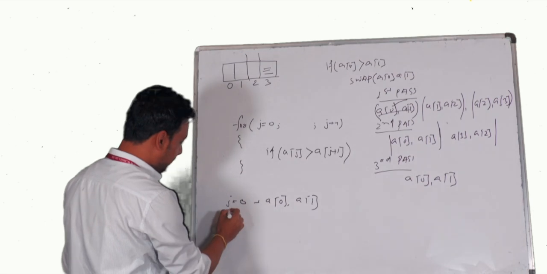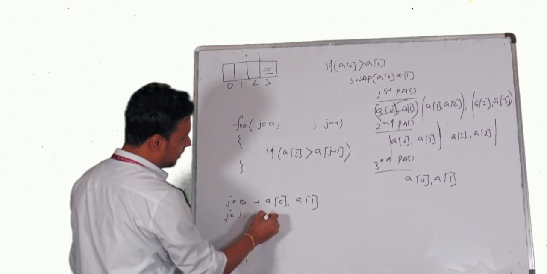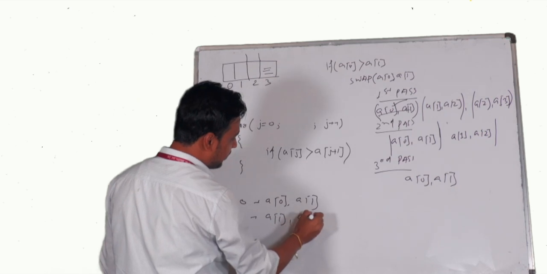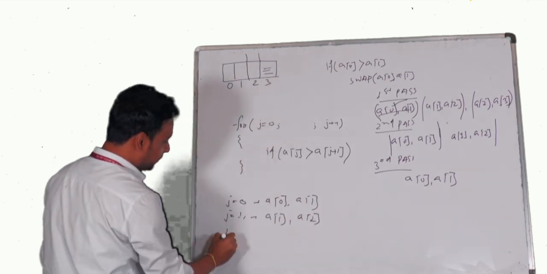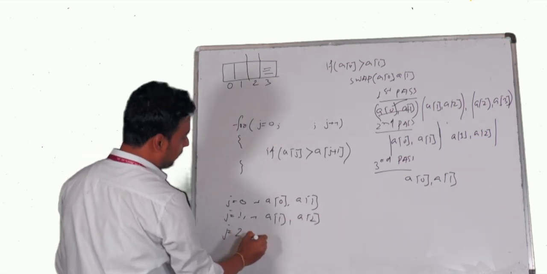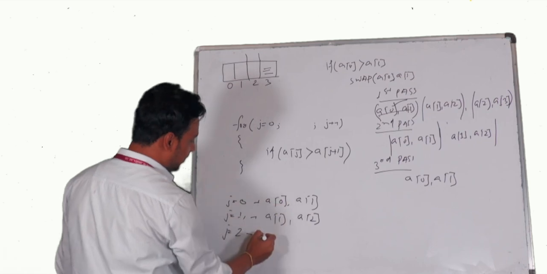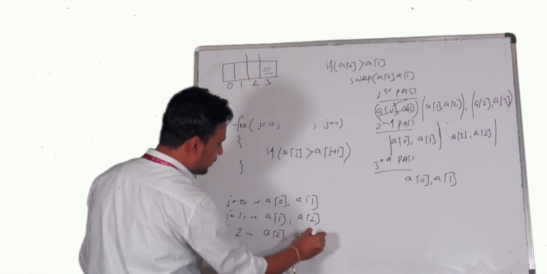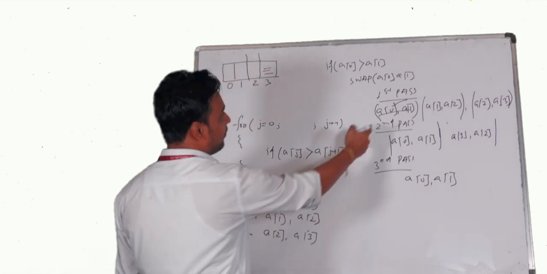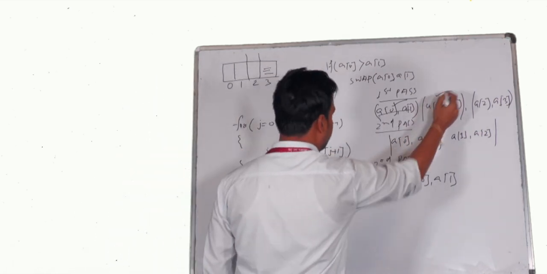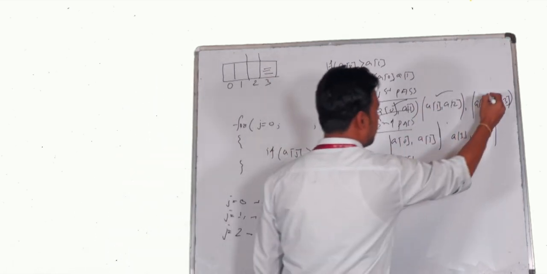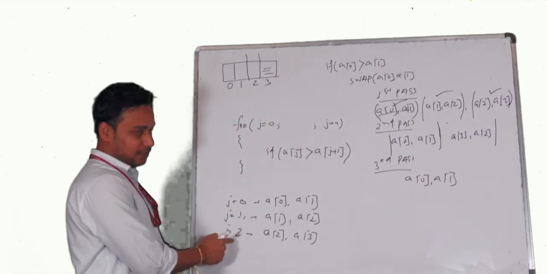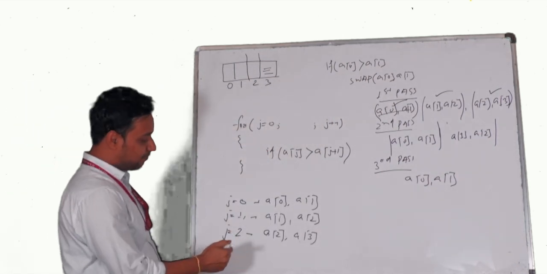Next, value of j is 1. Then what are the elements we are comparing? A of j means A of 1, A of j plus 1 means A of 2. Next, value of j is 2. So if value of j is 2, then what are the elements we are comparing? A of 2 with A of 3. So you have compared A0, A1, A1, A2, next A2, A3. Okay. So the value of j will be equal to 2, right? It cannot go beyond 2.